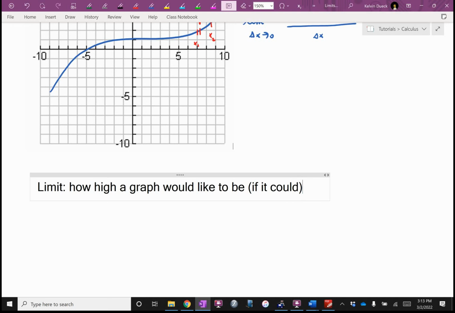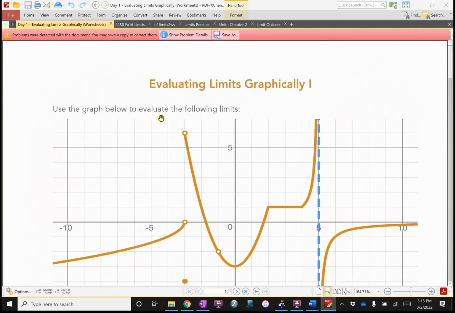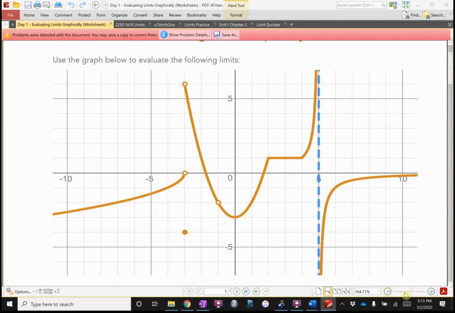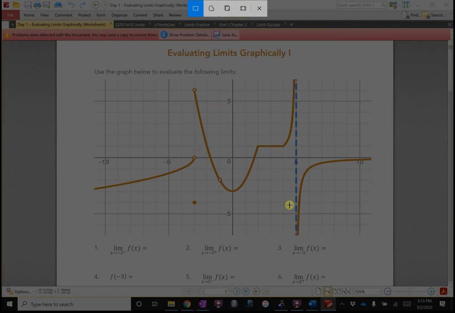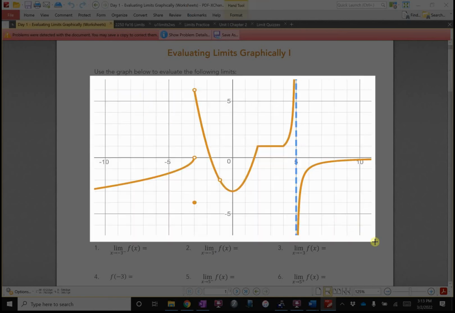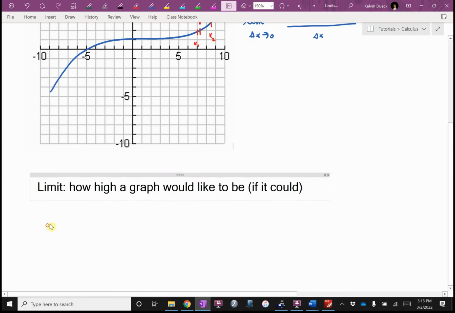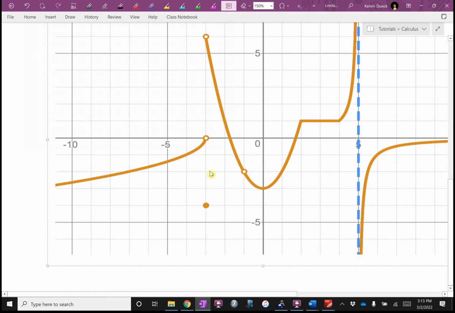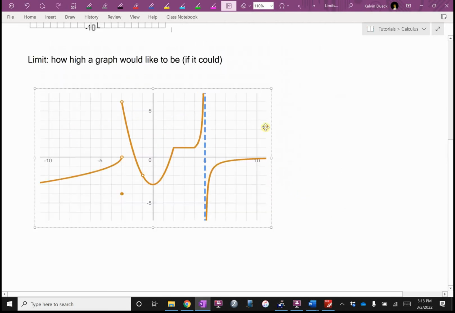What do I mean by if it could? Well, let me shrink this down a tiny bit. Here's a graph. Make this way smaller so I can fit it on here.